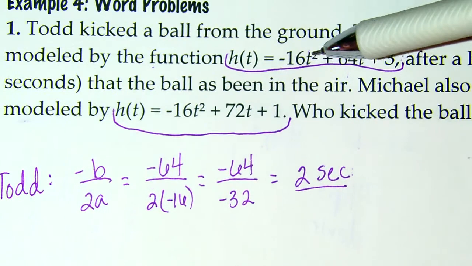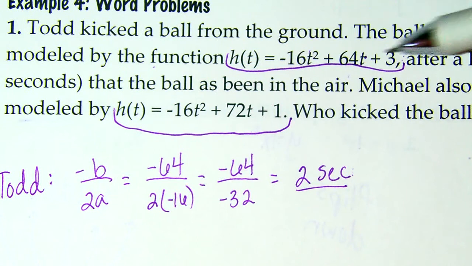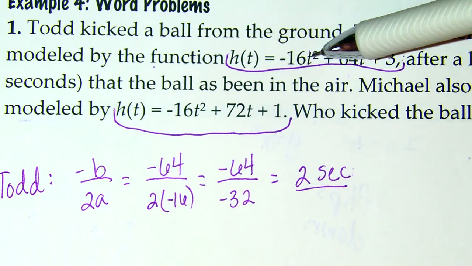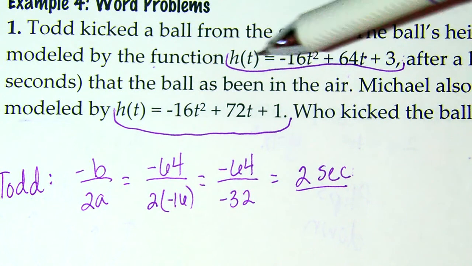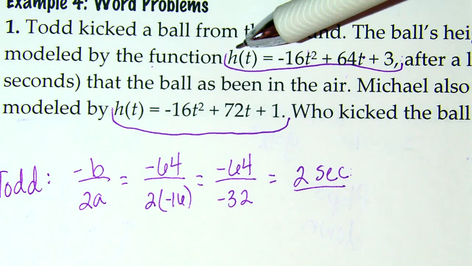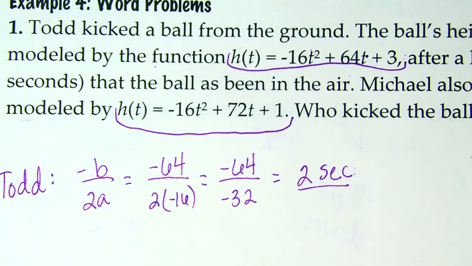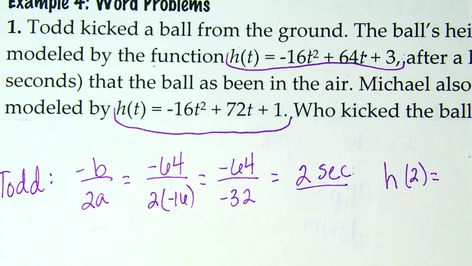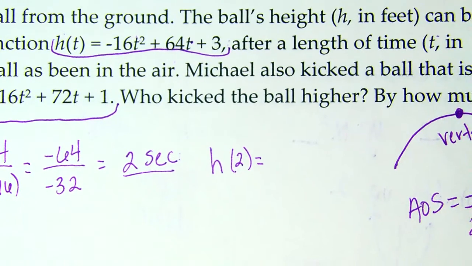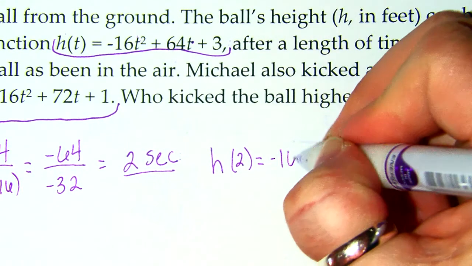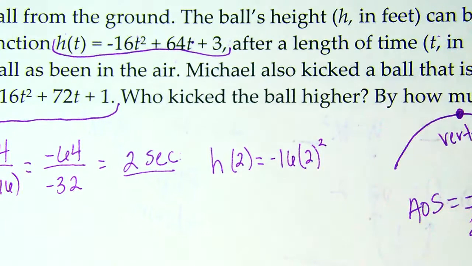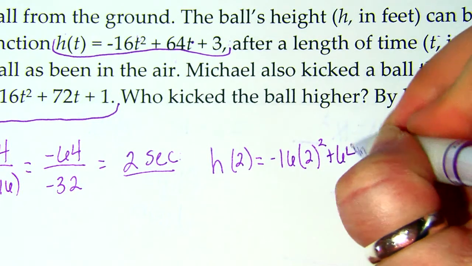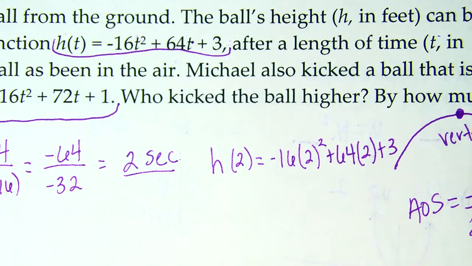So if we plug in 2 seconds back up here into the equation, if t was 2, that's when it reached the highest, then it will tell us what the highest point was. So we're going to plug back into this equation. So h of 2 equals, this is where you'll probably need a calculator, negative 16 times 2 squared plus 64 times 2 plus 3.